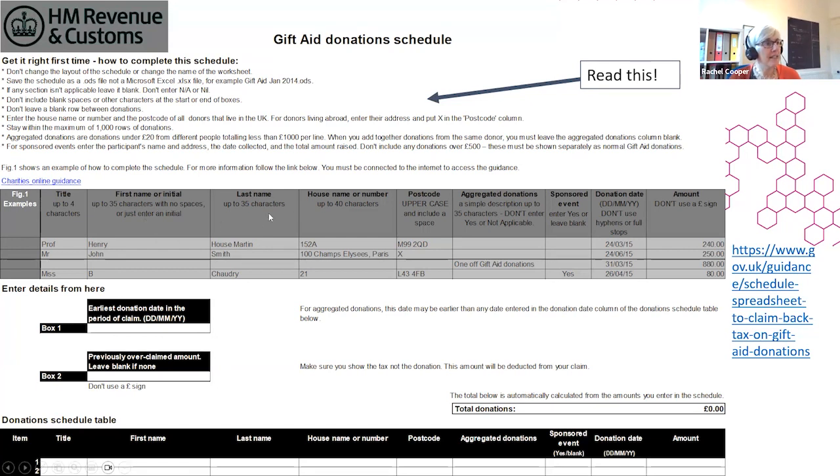The thing about first name and initial and last name, and we'll come up against this when we're looking at declarations as well, is that what HMRC wants to be able to do is track back, find somebody's national insurance number and check that this person has actually paid tax. If you're claiming Gift Aid, if you're claiming the tax back, they want to be able to check back that this person has actually paid the tax that you're claiming back. And so you have to be able to give HMRC sufficient guidance that they can recognize this person, that they can track back to this person.